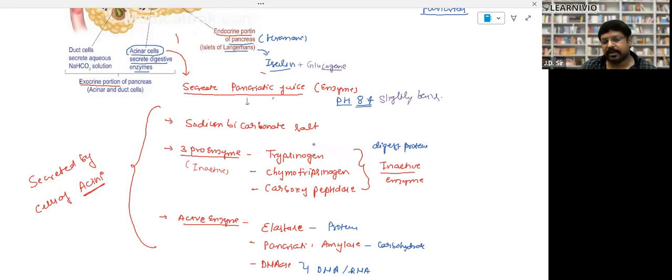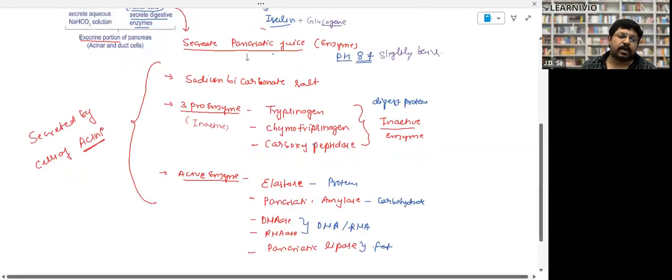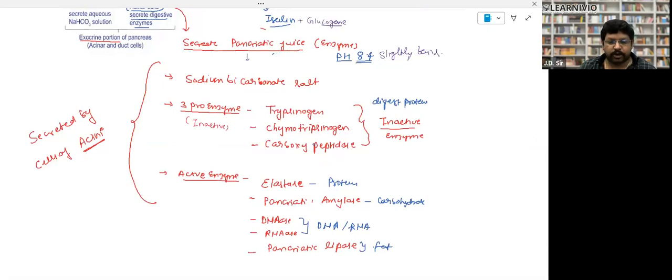They will become active and they will start work, right? They are inactive enzymes. So three proenzymes are secreted from here. Sodium bicarbonate salt is secreted from here, and some active enzymes are also secreted. They are the elastase that digests the elastic protein, pancreatic amylase that digests carbohydrate, DNase and RNase that digest DNA and RNA, and pancreatic lipase that digests fat. So these are the enzymes which are secreted from the pancreas, and they are meant for digesting these. Tell me, go through it and tell me, is it clear or not?